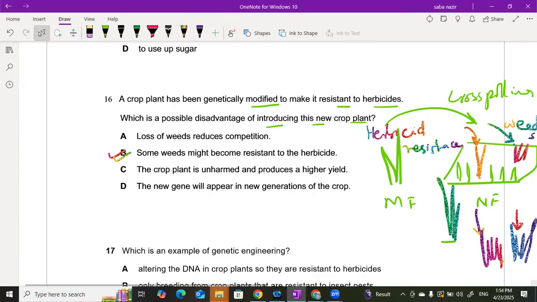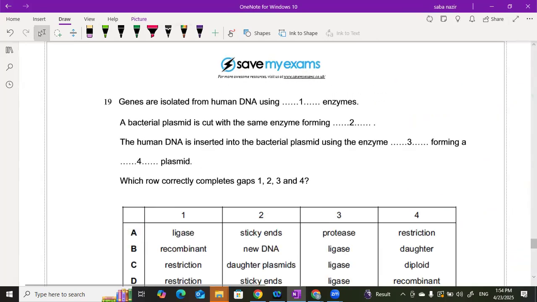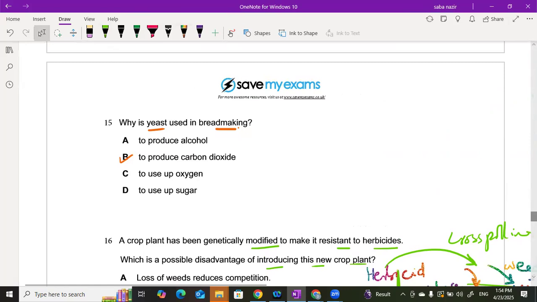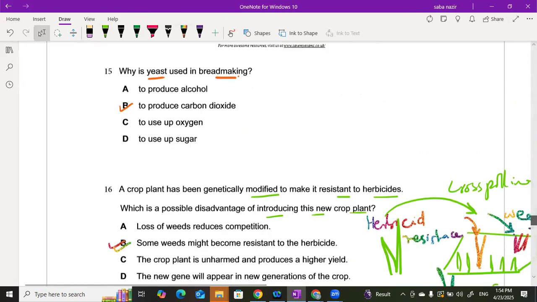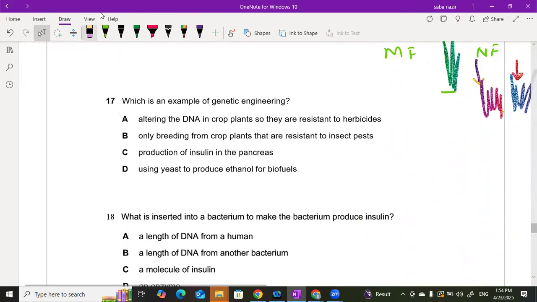Okay. Our next question is, this is the example of genetic engineering. Altering the gene DNA of the crop plant, they become resistant to herbicide. We are modifying the DNA to make the plant resistant to herbicide. This is the best example of genetic engineering. Rest of them do not match with the criteria.